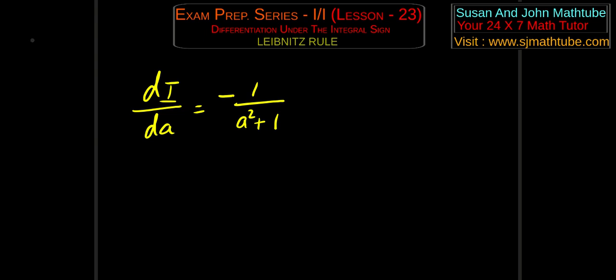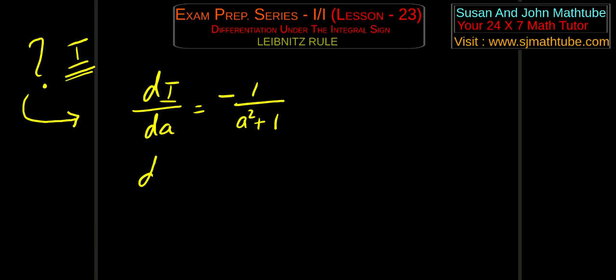So time to ask the question. We had been learning this from lesson 21, and the question is, what are we trying to find? And the answer, of course, is we are trying to find capital I, the value of capital I. And second question, what did you find? We found dI by dA.